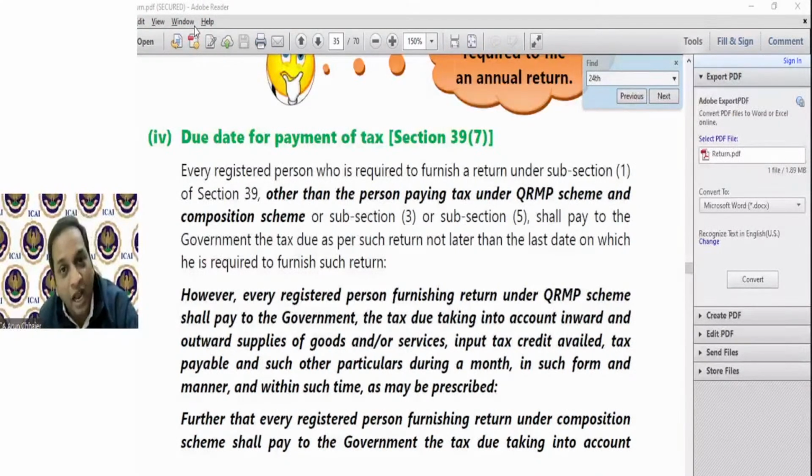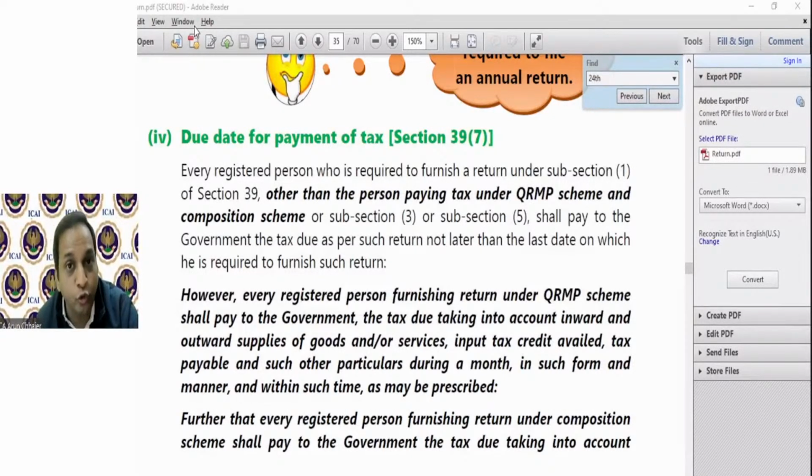देखो, जहां पे मंथली 3B है, जो ड्यू डेट 3B की है वही ड्यू डेट टैक्स पेमेंट की है। अगर मैं आपसे क्वेश्चन पूछूं, इन केस ऑफ द मंथली टैक्स पेयर, monthly return filer, what is the due date for payment of tax? Your answer would be 20.